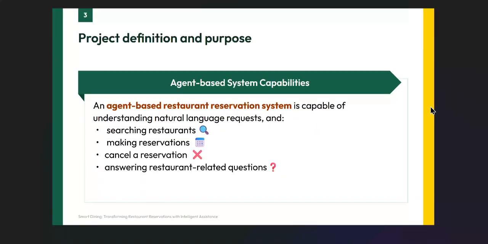An agent-based restaurant reservation system should be able to perform the following tasks. Search for restaurants based on user preferences such as the city, cuisine type, and restaurant rating. Make a reservation, generate a reservation receipt, and cancel a reservation. And finally, answer general questions related to restaurants and reservations.